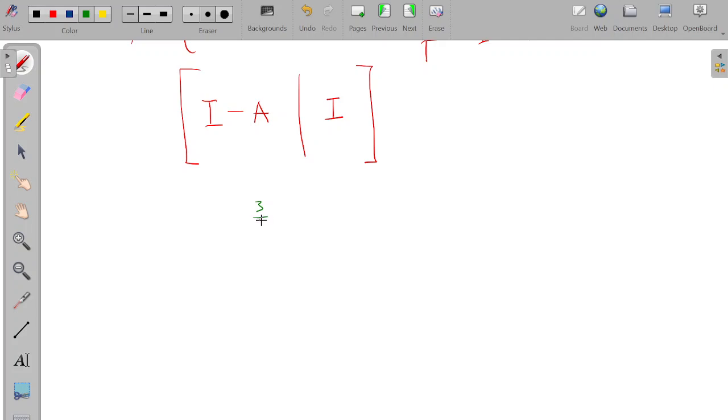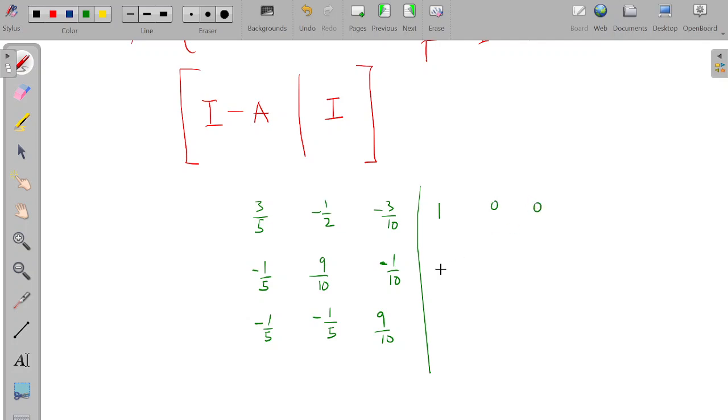This is supposed to be 3 over 5, minus 1 over 2, minus 3 over 10, minus 1 over 5, 9 over 10, minus 1 over 10, minus 1 over 5, minus 1 over 5, and then 9 over 10. So I'm putting this side by side with my identity, 1 0 0, 0 1 0, 0 0 1. I'm putting it side by side with my inverse.